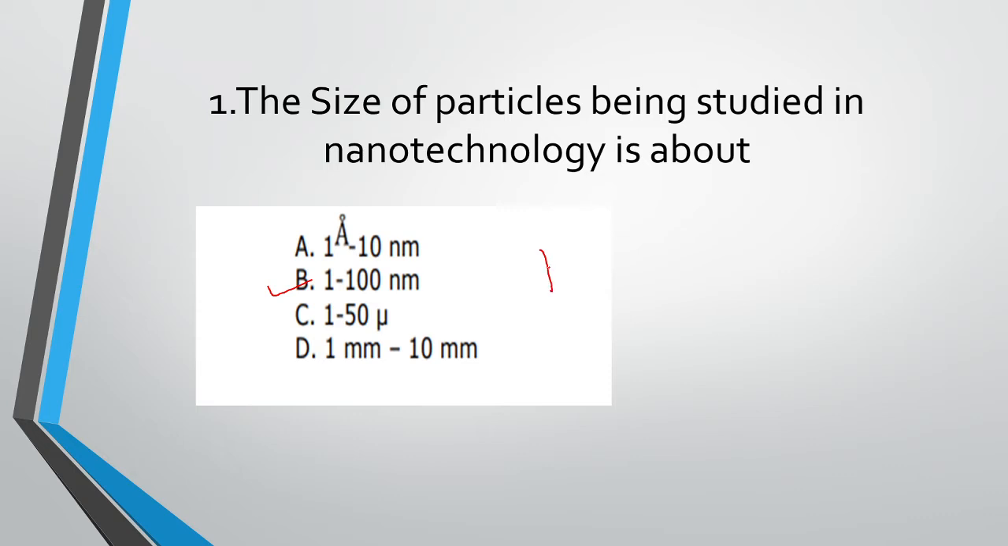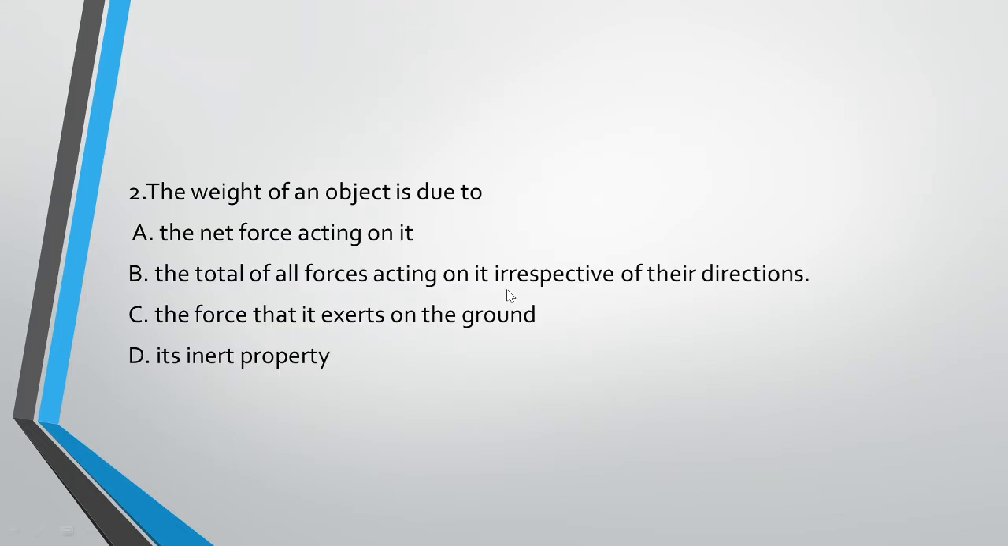Remember, 1 angstrom is equal to 10 to the power minus 10 meters. Remember this. This can come next time. So our second question is here.